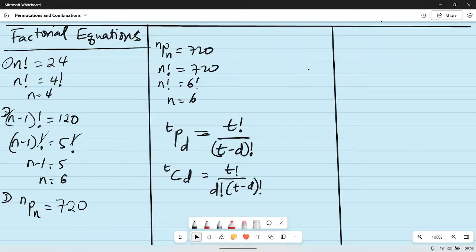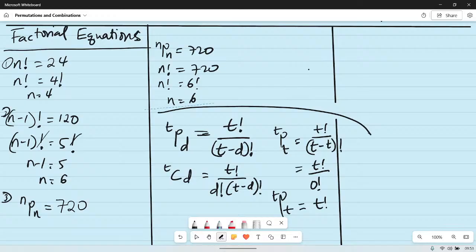So when the top and down become equal, like top permutation top, it becomes top factorial over top minus top factorial. The down part becomes top factorial over 0 factorial. 0 factorial is 1, so it becomes top factorial. So t permutation t is t factorial. Do you understand? So that's why n permutation n is the same as n factorial, because of the definition.